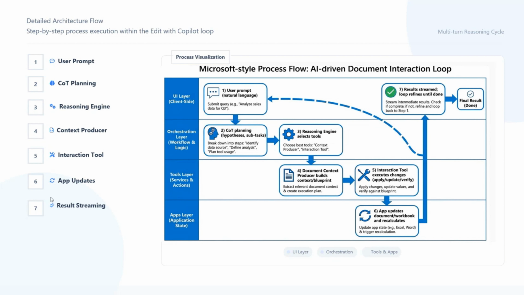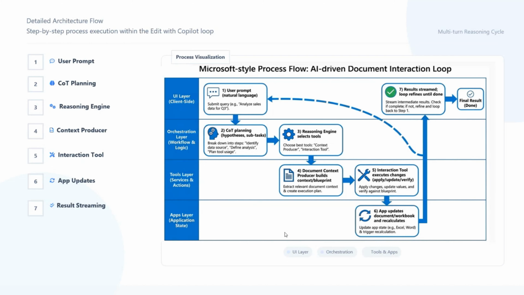After planning, the process moves to tools layer. Here, two steps happen, that is step 4 and step 5. In step 4, document context producer, it gathers relevant information and prepares an execution blueprint. Then we move to interaction tool, which performs the actual action. For example, applying formulas, creating charts, or updating content inside the application.